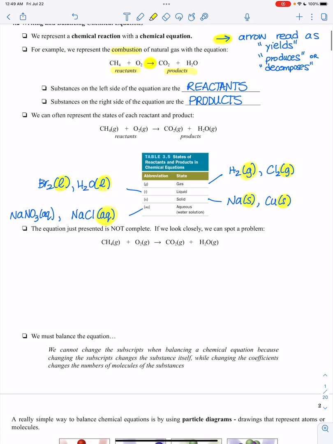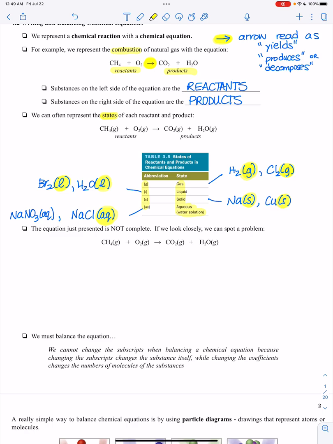We often represent the states of each reactant. When we say states of matter, we say things like solid, liquid, gas, or aqueous. Here are the different states that we have, and I have some examples. If something is a gas, it typically has a letter G, so things like H2 gas, Cl2 gas. You write the formula of the substance, and then in parentheses you put the state. Liquid: here we have bromine, Br2 is a liquid, or water, H2O, liquid. Solid, put an S, and here's sodium solid and copper solid.